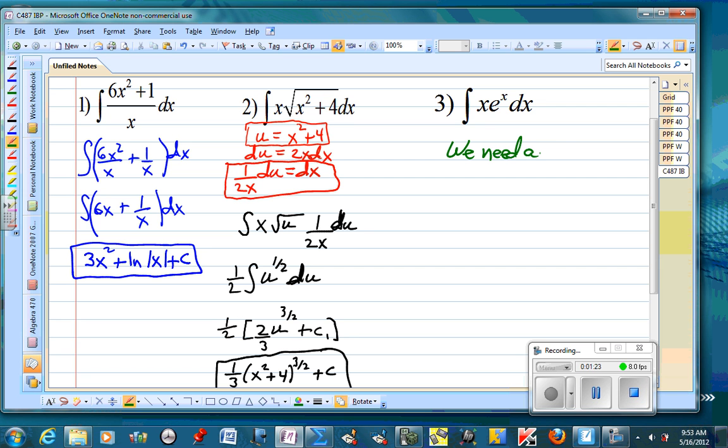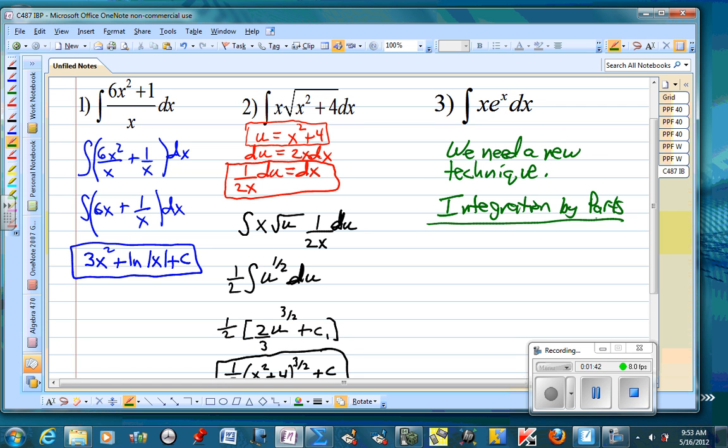This technique is called integration by parts. IBP for short. And that's it. With the integration by parts technique, we're able to integrate problems like problem number 3.